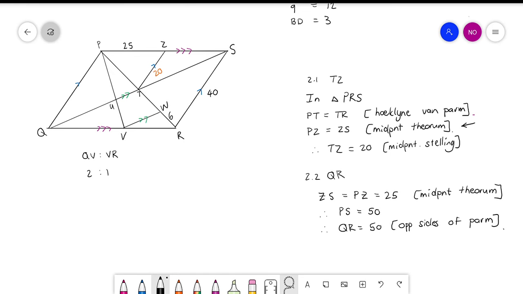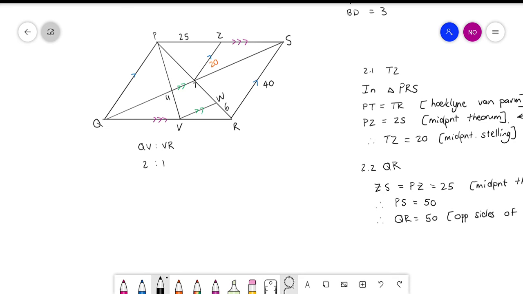Okay, 2 of the 4 done. So ons weet nou al hierdie hele sye is 50. En ons weet ook dat hulle daar ewe lank is. Okay, by 2.3 soek ons vir PR.